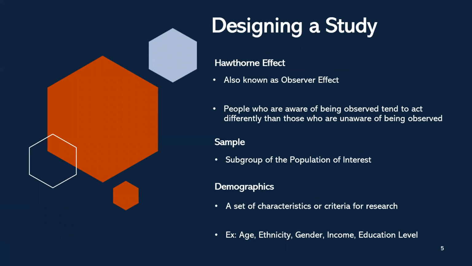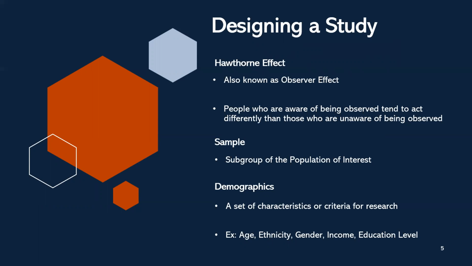After determining a hypothesis, sociologists will begin to design a research study. The Hawthorne effect is important to consider when designing a study and choosing a study location because we want to keep in mind that people who are aware of being observed tend to act differently than those who are unaware of being observed. Another important aspect of designing a study is choosing your sample.